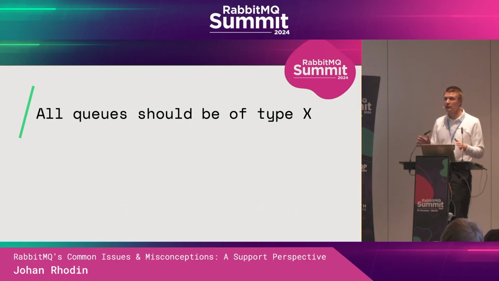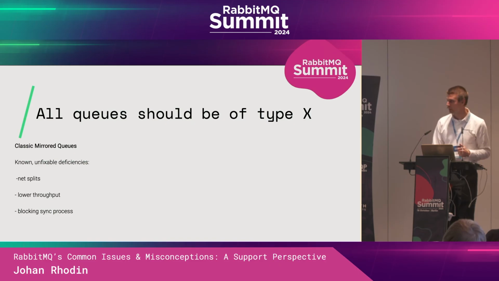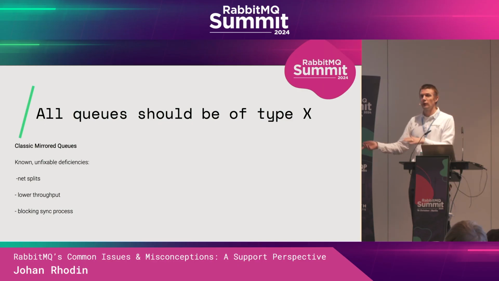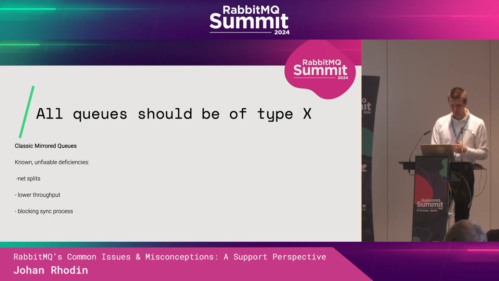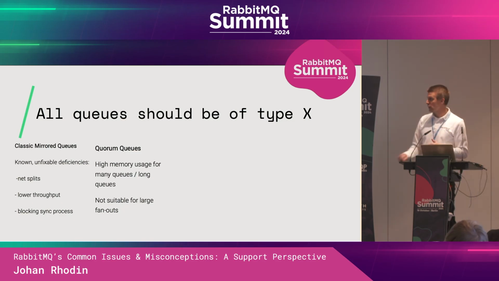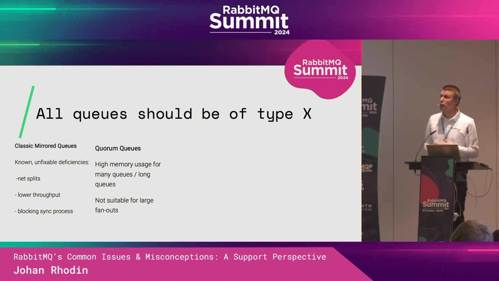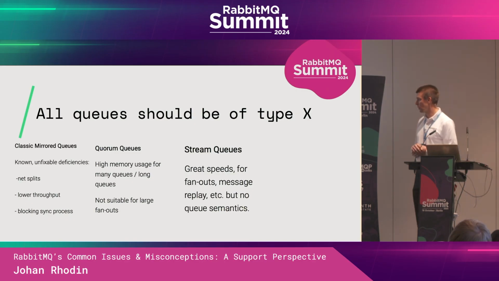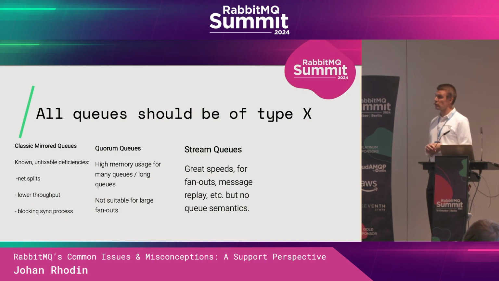Okay, everything should be of the same type? No. So first, if someone is using classic mirrored queues, then listen to the previous talk, which helps you migrate. There are known issues. For quorum queues, great in general, but you need to think about it if you have very long queues or very many queues, thousands of queues, and they are also not suitable for large fan-outs. If you have large fan-outs, then you can use a stream queue.